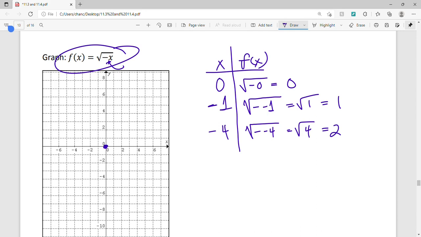So we have 0, 0, that's our endpoint. But this time we go left 1, up 1, and left 4, up 2.